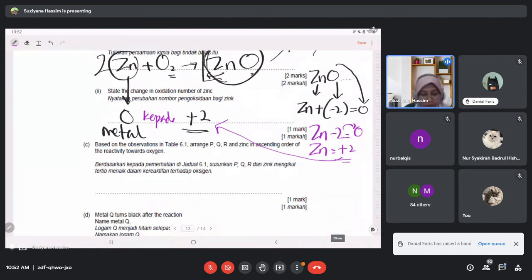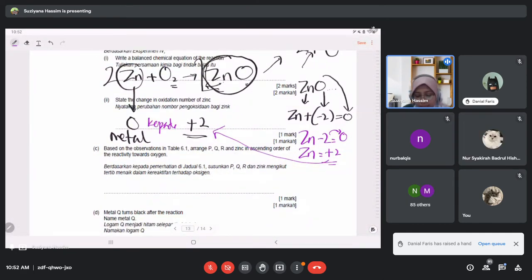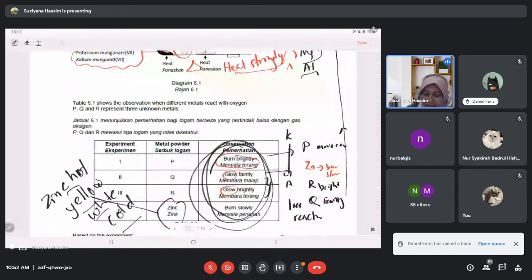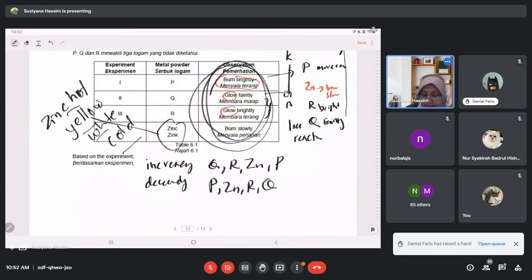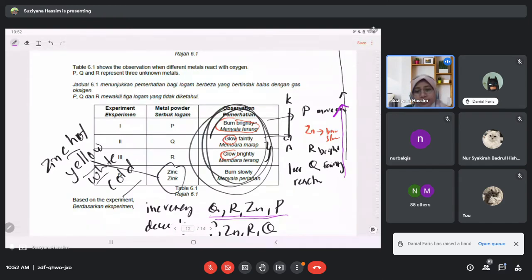Based on the observations, table 6.1, arrange P, Q, R and zinc in ascending order of reactivity towards oxygen. We just learned this earlier. We already discussed ascending order, right? What was the answer earlier? Ascending, here it is, towards oxygen. If descending, it is reversed. How is ascending, teacher? Okay, you forgot. It's okay, going up. Ascending order.